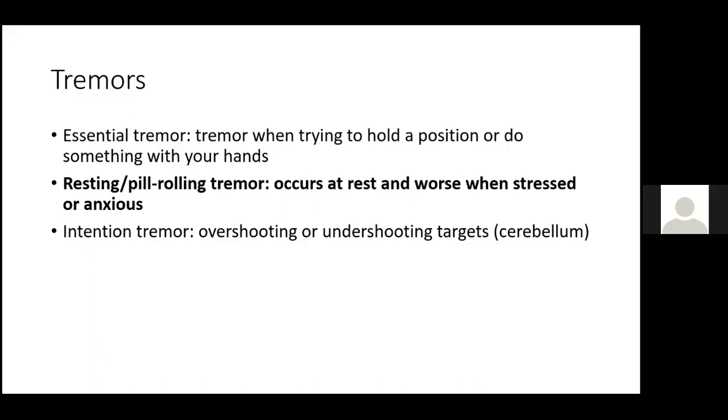And then there's also an intention tremor. An intention tremor is when you get overshooting or undershooting when you go to reach for things. And this is a problem with the cerebellum. So if you remember the I in Danish, the intention tremor. And then the tremor you get in Parkinson's disease is what we call a resting pill rolling tremor. And this occurs at rest, when they're not doing anything, they'll start getting this pill rolling tremor. So it's different to the essential tremor and intention tremor.